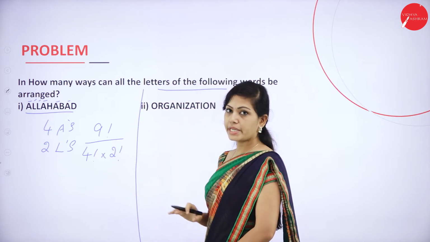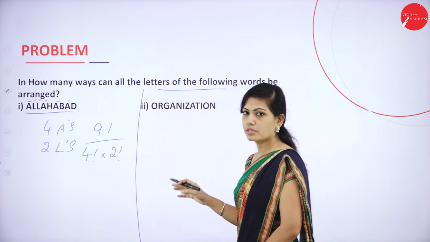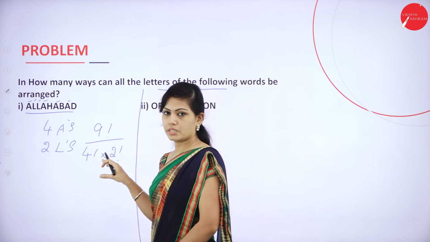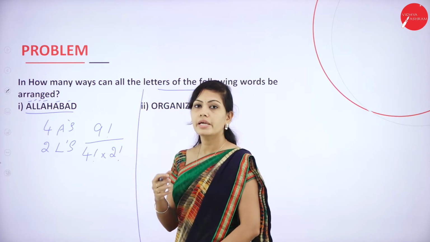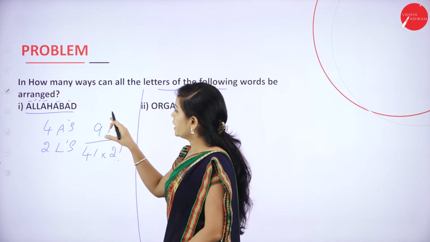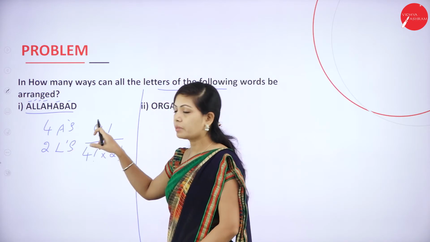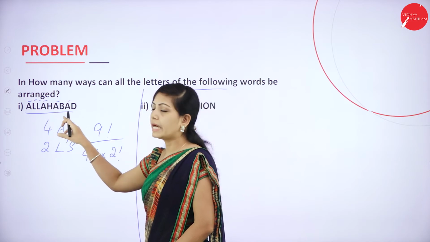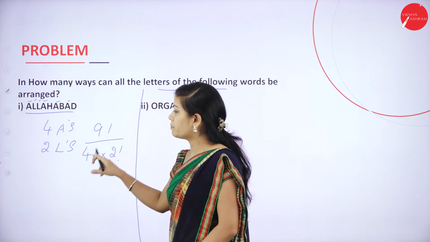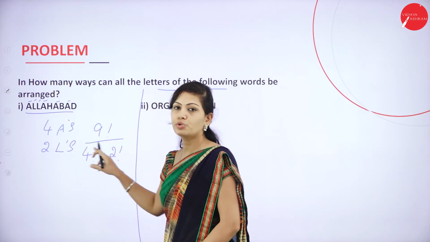If you get repetition in the word or letters, you have to use this method. If there is no repetition, directly you can apply the nPr formula. So here, if you get repetition, you just write the repeated letters' factorials in the denominator. So totally we have 9 letters. So 9 factorial by 4 factorial into 2 factorial.